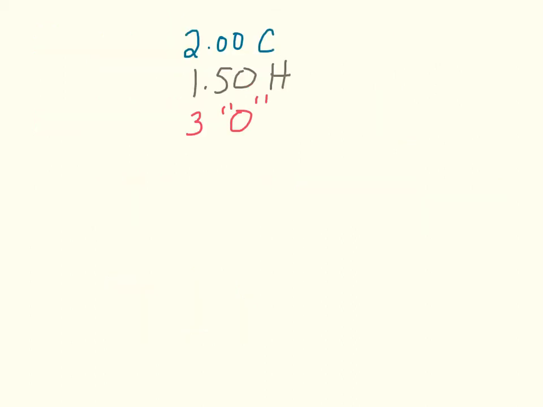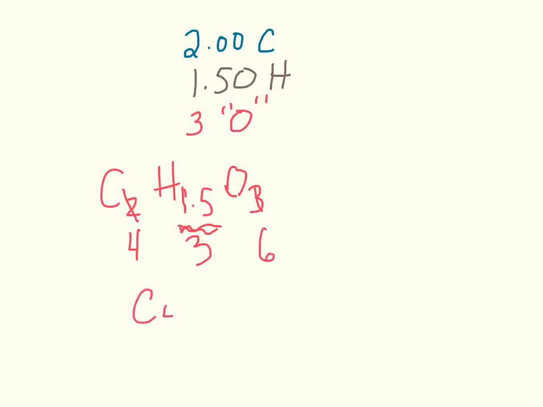So let's say after you have changed it to moles and divided by the smallest, these are the numbers you get, like 2 carbons, 1.5 hydrogens, and 3 oxygens. You clearly cannot write a formula that is C2H1.5O3. But if you keep the right proportion, you can write it. So if you think about 1.5, how could I make that a whole number? You'd multiply by 2. If you multiply this one by 2, you got to multiply them all by 2, so it would be C4H3O6.